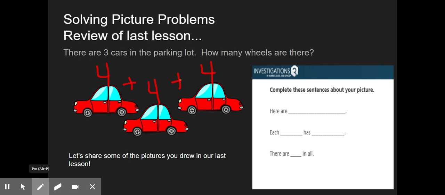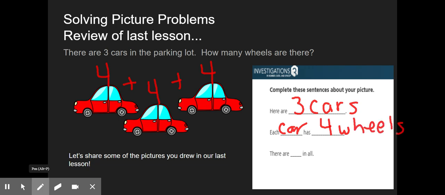And we would complete our sentences over at the side about our picture to help us make sense of it. We would say, here are 3 cars. Each car has 4 wheels or tires, whatever you want to call them. And there are 12 wheels in all.